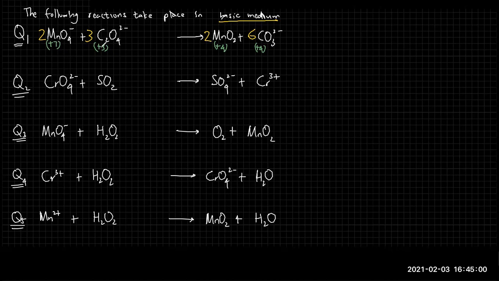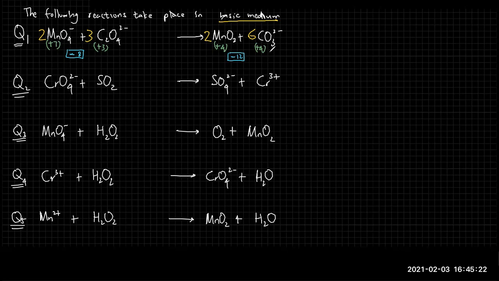All right. What is the total charge we have here? The total charge we have here is -8. How is that? 2 into -1, 3 into -2, -6, and -2, -8. And here we have -12. How did that -12 come? 6 into -2, that is -12.